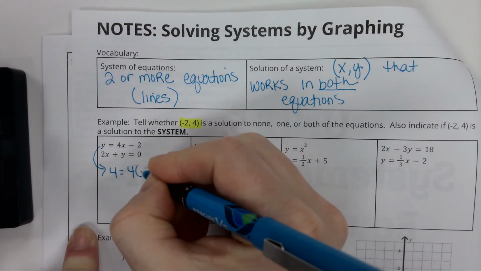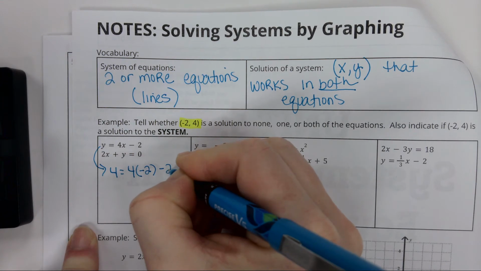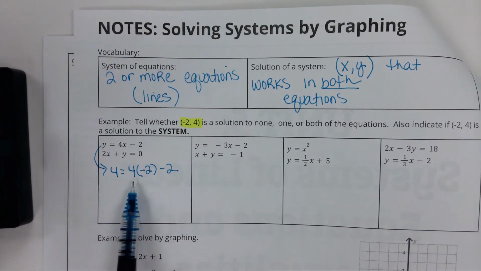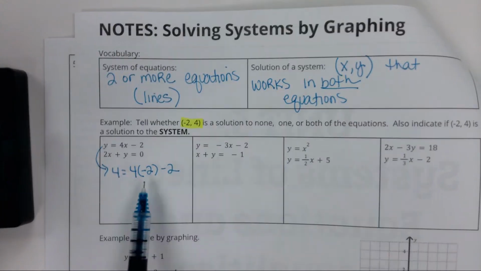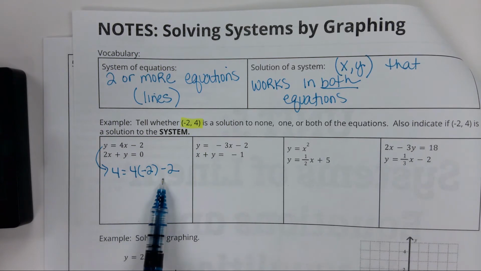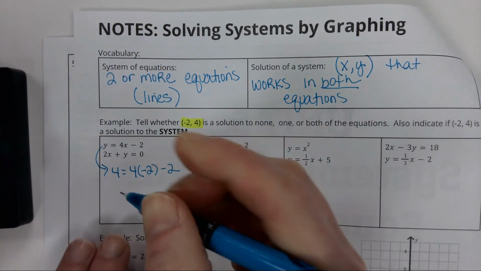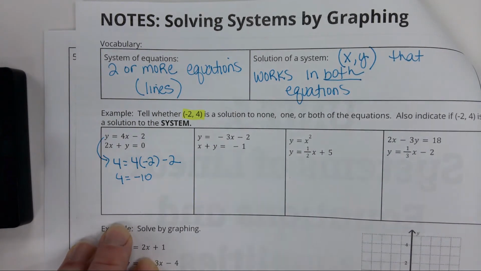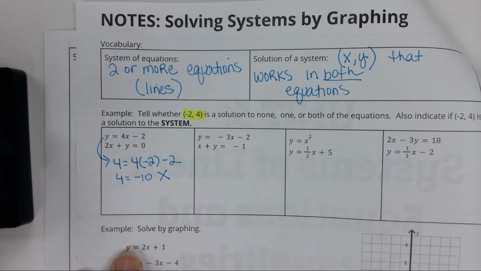Negative 2, minus 2. I need you to check for me: does 4 equal 4 times negative 2 minus 2? What's 4 times negative 2? Negative 8. Negative 8 minus 2 is negative 10. Does 4 equal negative 10? No. I'm going to put an X there. So it did not work in the top one.